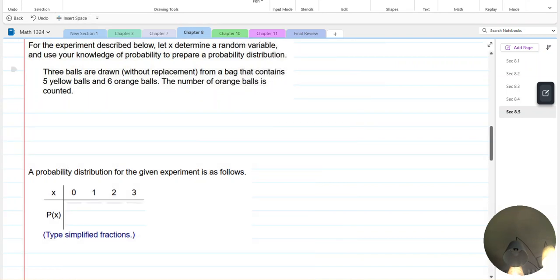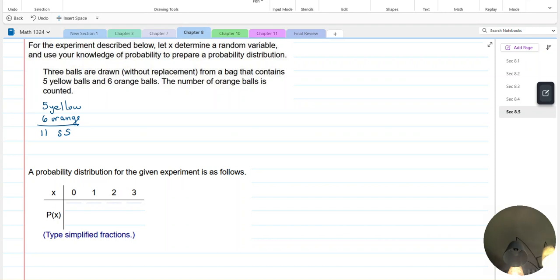Three balls are drawn without replacement, that means one at a time, from a bag that contains 5 yellow and 6 orange. There's 11 in our sample space. All right. The number of orange balls is counted.